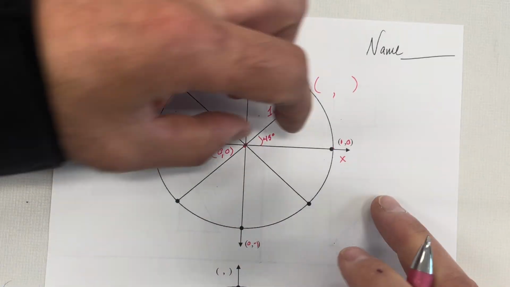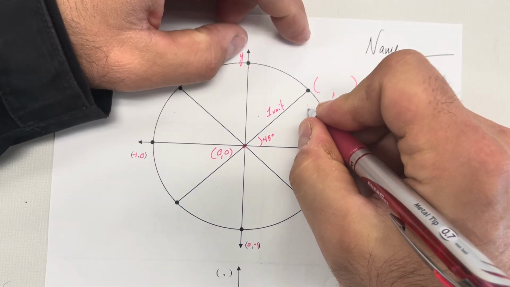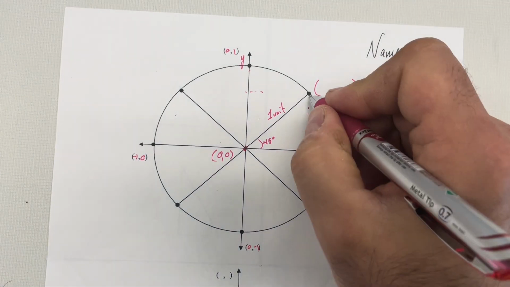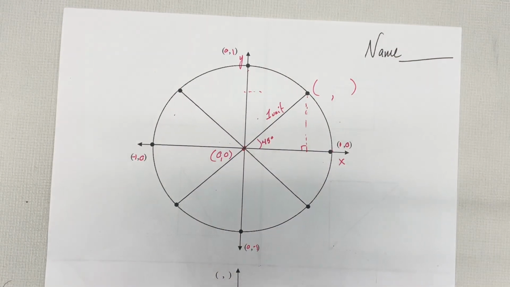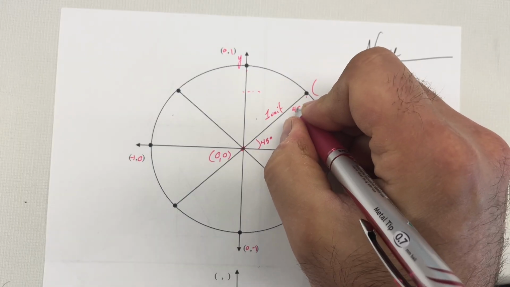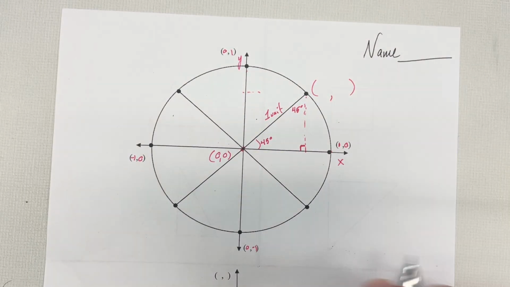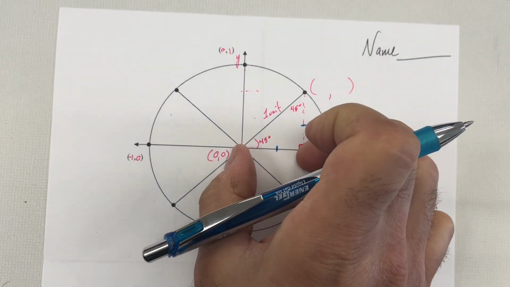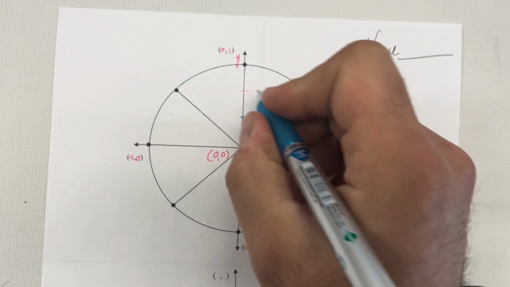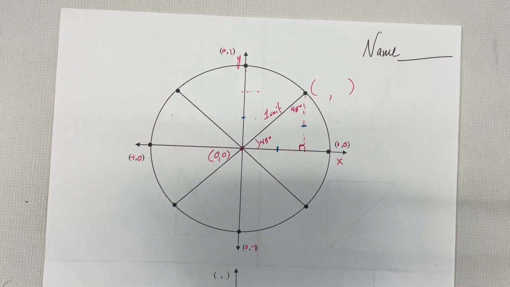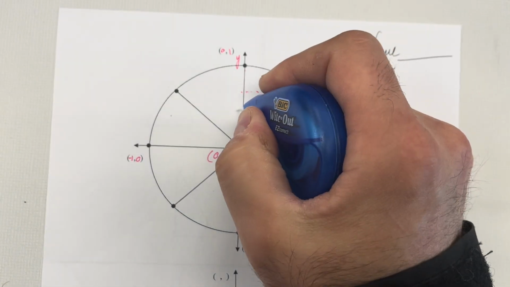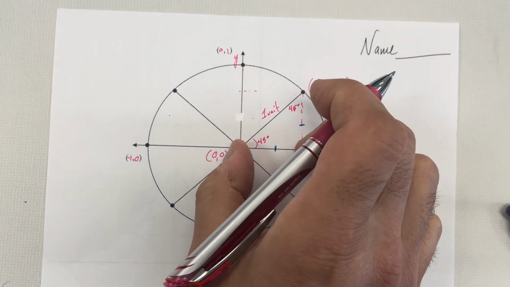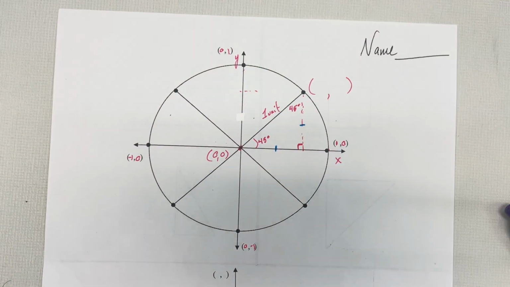This point right here is going to have an x value and a y value. This is where thinking about that 45, 45, 90 triangle comes in. We know that this length and this length are going to be equal. I'm just going to get rid of that little stray mark right there. But this length and this length, the x and the y values, will be the same.